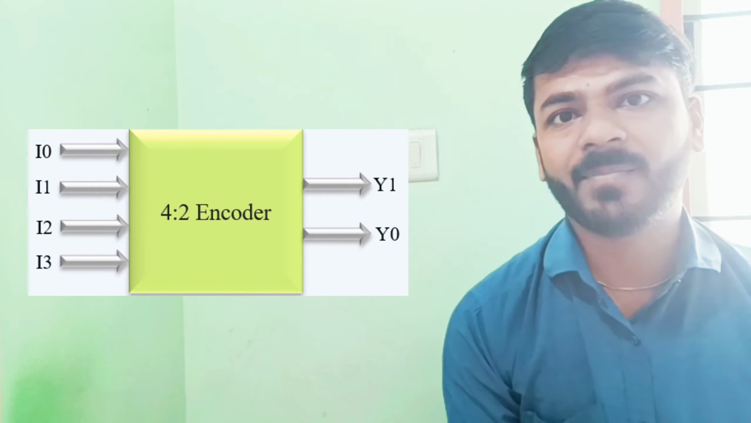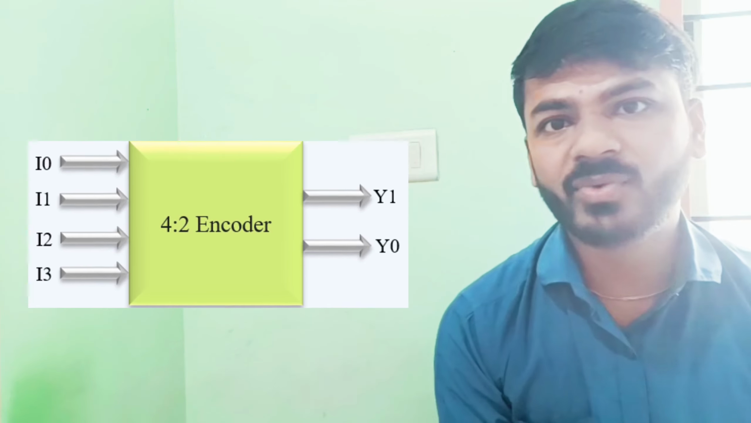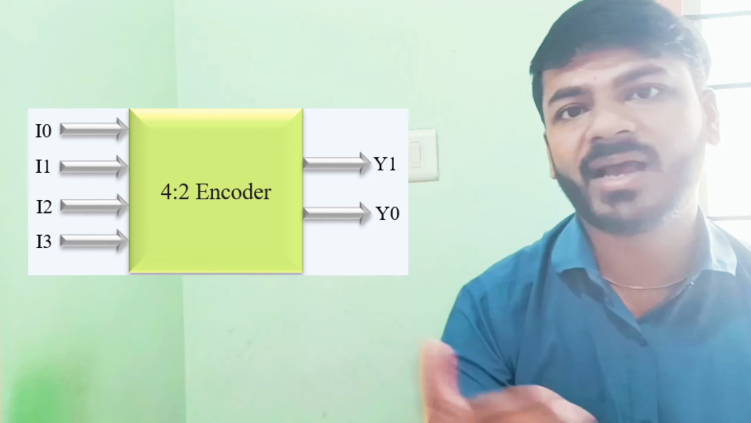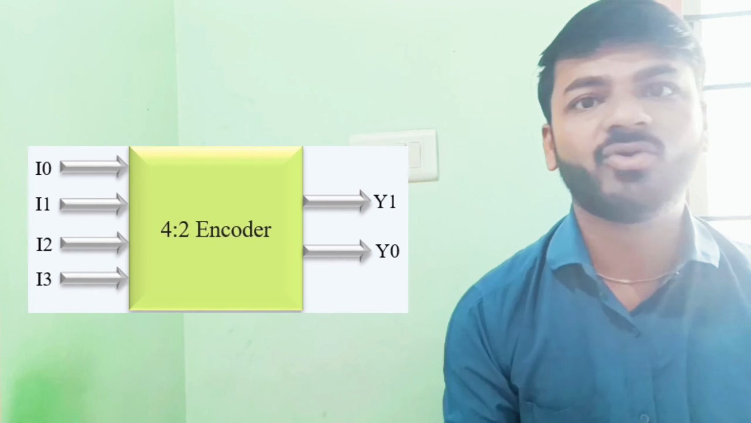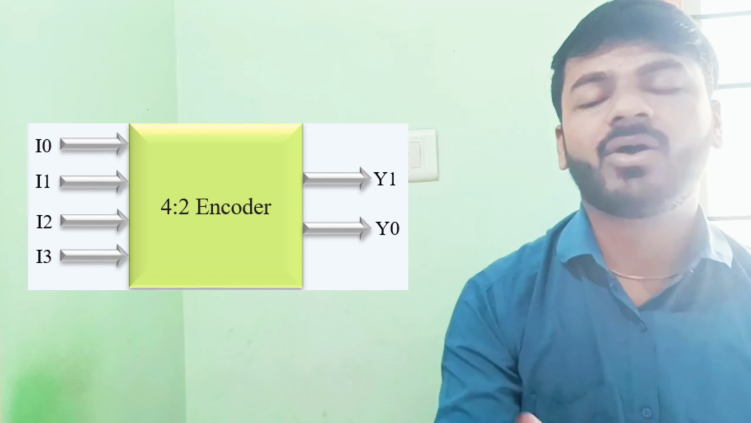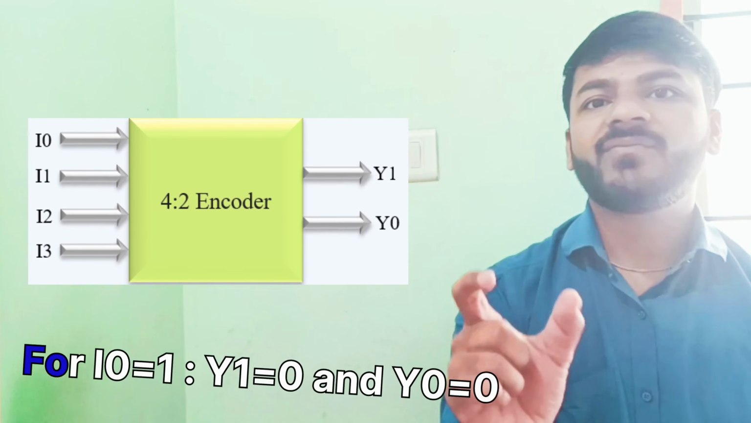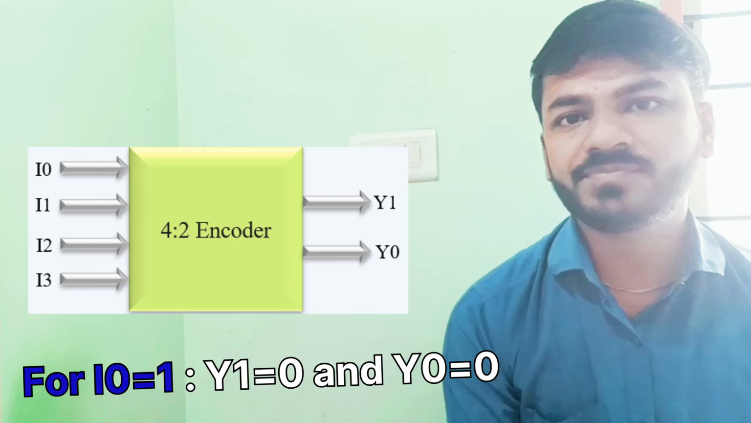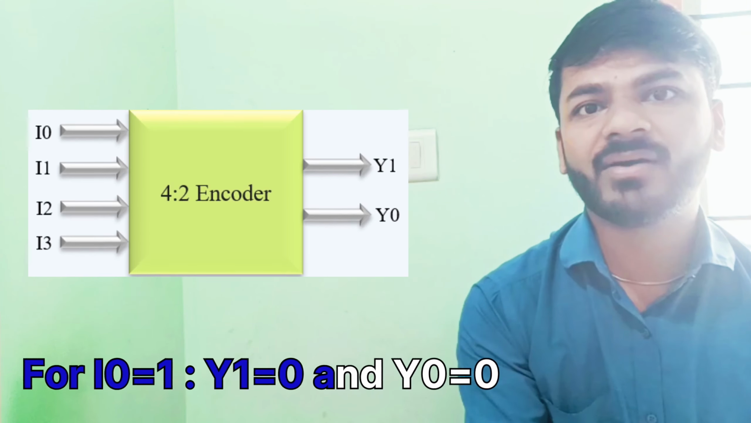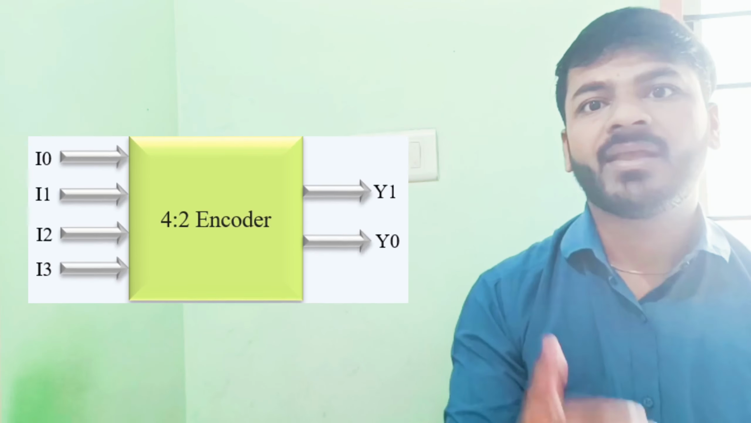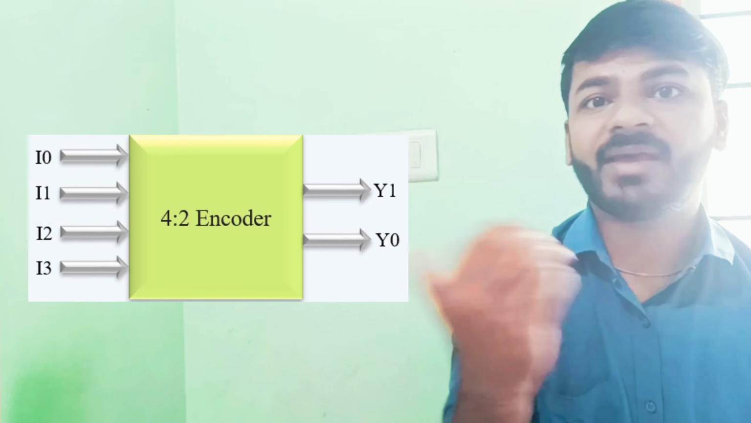If I talk about the 4:2 encoder, you can see the block diagram. It has 4 inputs and 2 outputs. The inputs are I0, I1, I2 and I3, and the outputs are Y0 and Y1. If I talk about functionality, if my I0 is active, then outputs Y0 and Y1 both are low. As I told you, one of the inputs can be active at a time.